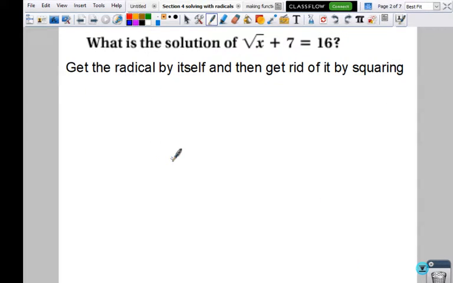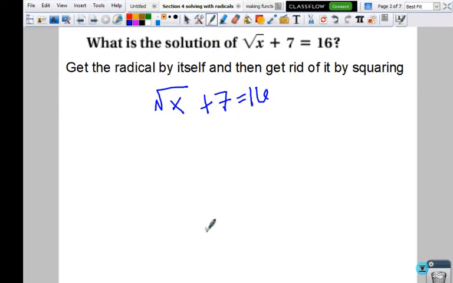So what we're going to do is we need to get the radical or the square root by itself first, and then we're going to get rid of it. So I'm just going to write it so I got a little more space here. Alright, so I need to get the square root by itself first, and then I'm going to get rid of it by doing the opposite of that. But let's get it by itself first.